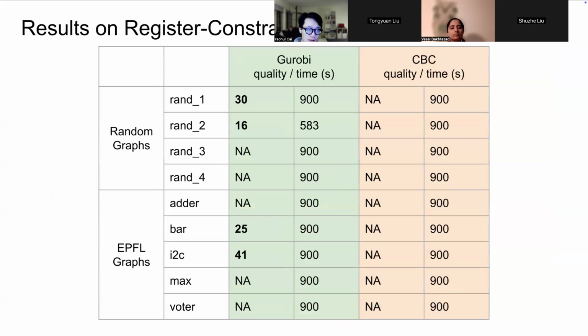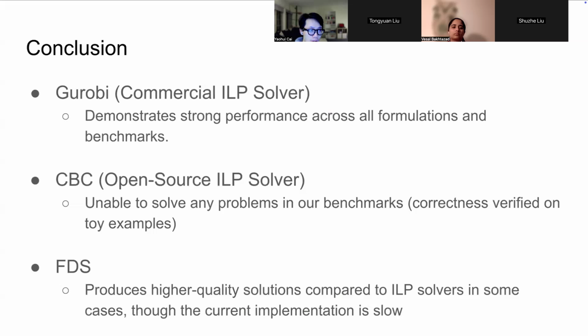Next are the results on the register constraint problem. This formulation is more difficult for the ILP solvers. Even Gurobi can only obtain 4 legal solutions across all the benchmarks we have, and CBC is still unable to achieve anything legal. So here comes our conclusion.